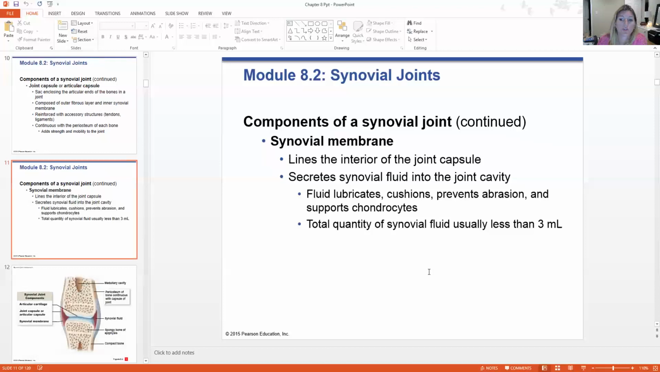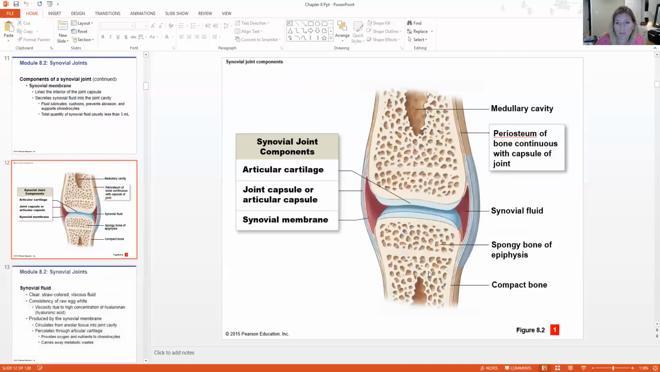The quantity of synovial fluid is less than 3 milliliters, so it's a very small quantity of synovial fluid within these joint capsules. So there you see what I mean. You can see this outer fibrous layer coming from the periosteum, and then the inner synovial layer, the fluid in between, and articular cartilage at the end of the bones.